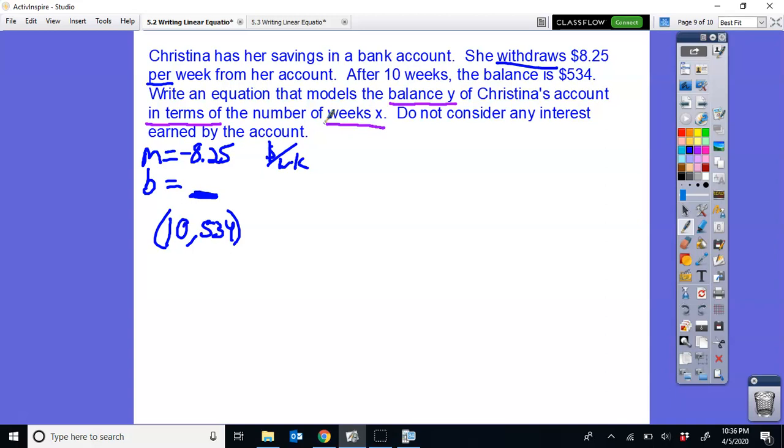So now we have m, and now we have a point. And so what we can do is the same thing that we've done several times already. Use y equals mx plus b, and we can find my b by plugging in m, plugging in x, and plugging in y from the point. So go ahead and try that if you haven't already.